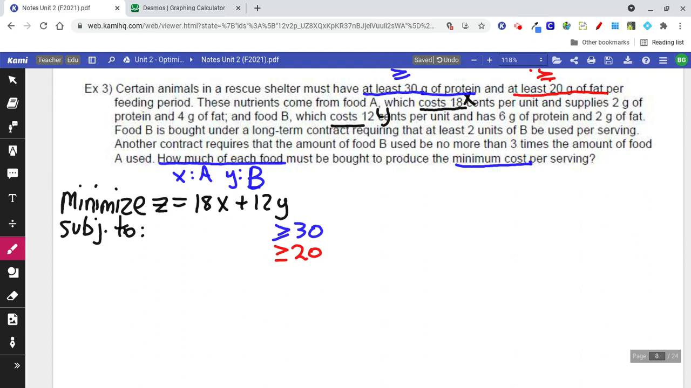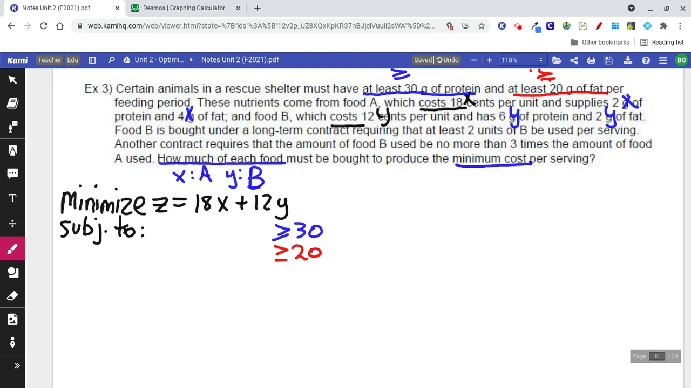These nutrients come from food A. So check it out. When you've got food A, all of those numbers are going to have an X on them. But when they start talking about food B, it's going to have a Y on it. That 6 is a Y, and that 2 is a Y. When you set this up, you have to be really, really careful, because that number 30 is talking about protein, so you only want to pair it with other numbers that are talking about protein.